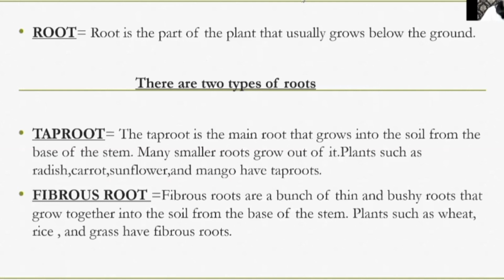Now, root is a part of a plant that usually grows below the ground. Yes, we came to know that. And under that, there are two types of roots. How many types? Two types of roots. So the first one being taproot. The taproot is the main root that grows into the soil from the base of the stem.